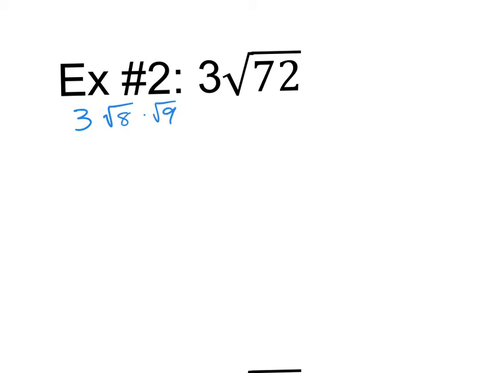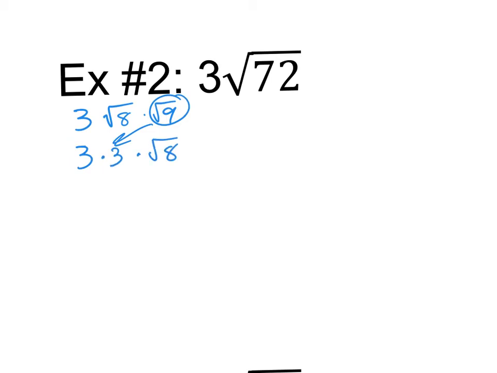And right away, you might notice something. Square root of 9, you should know what that is. Isn't 9 3 times 3? So you could just go ahead and say, well, that's 3. So I already have a 3 here. This is equal to 3, so I'm going to bring that out in front. So that's times another 3. And then I have a square root of 8.